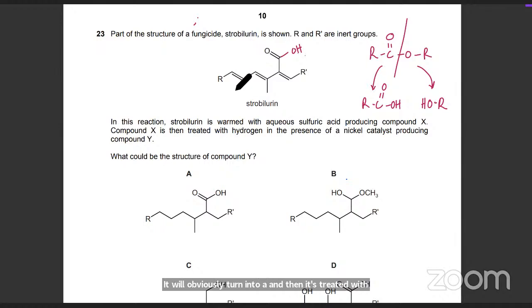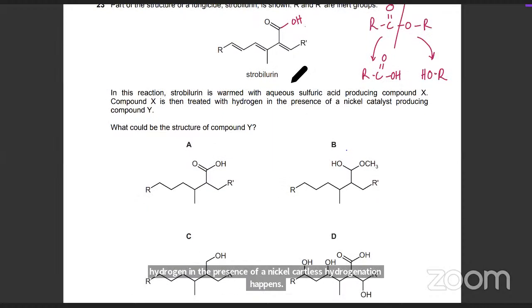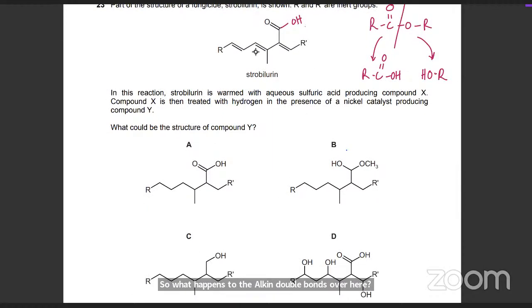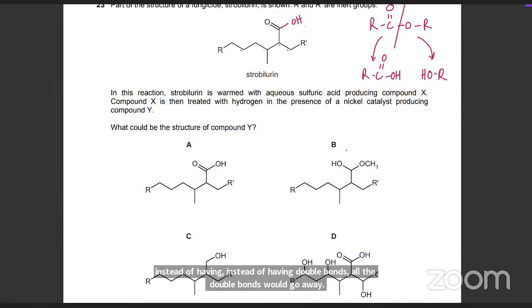Hydrogenation happens. So what happens to the alkene double bonds over here? They break, and they will all become saturated. Instead of having double bonds, all the double bonds would go away. Hydrogens are going to get added, and you will no longer have double bonds. It's going to become an alkane.